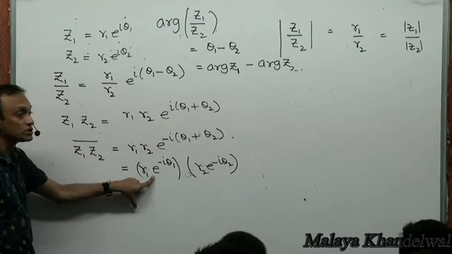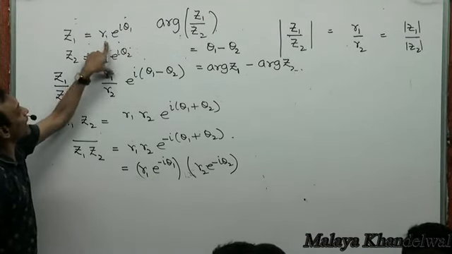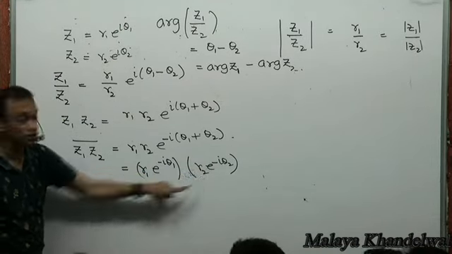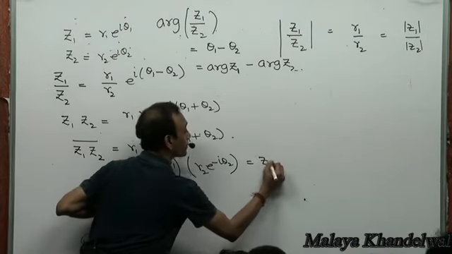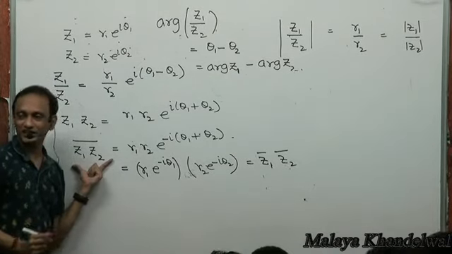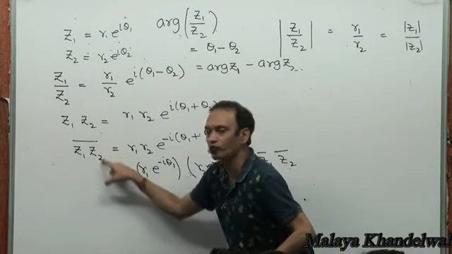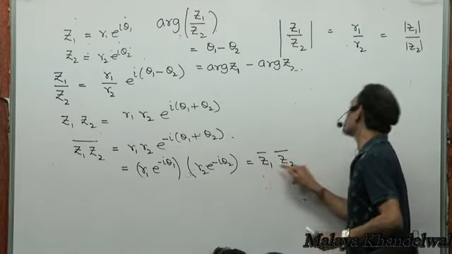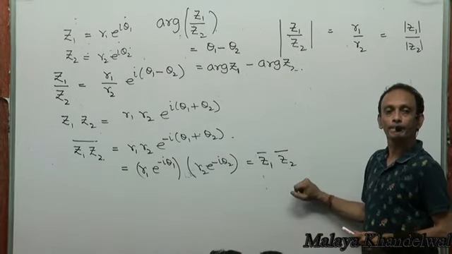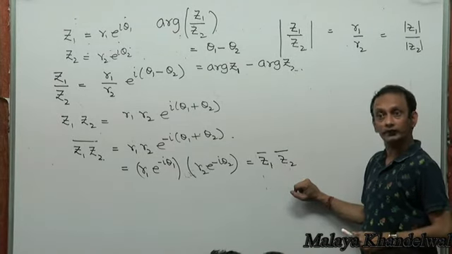But what is this? z1 bar, yes or no? If z1 is this, then z1 bar is r1 e power minus i theta 1. So this is z1 bar. What is this? z2 bar. Therefore, the bar of the product will be the product of the bars. This is the bar of a product of complex numbers, and this is the product of their bars. Is that okay or not okay? Important property. Right?